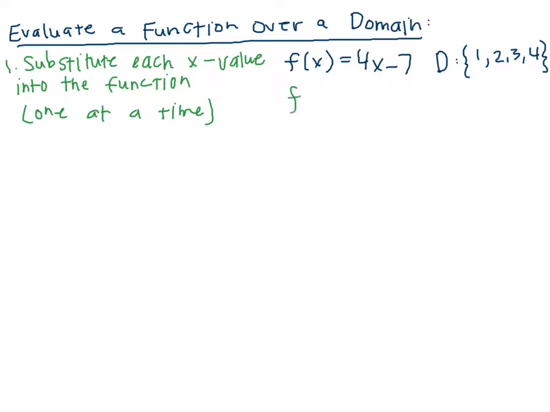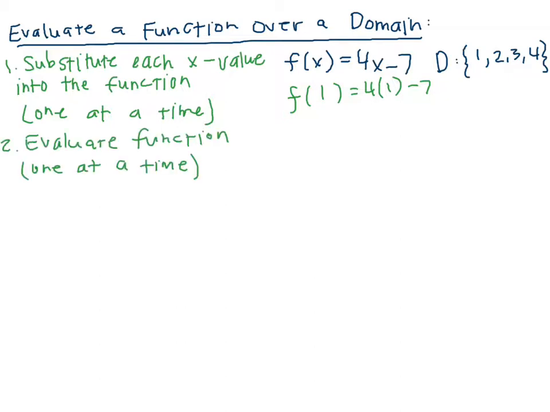Every place that I see an x, instead of writing x, I'm going to write 1. So f of x is going to become f of 1 equals 4 times, instead of x, I'm going to do a 1, and minus 7. The next thing I'm going to do is go through and actually evaluate this function. Once again, this will be done one function at a time.